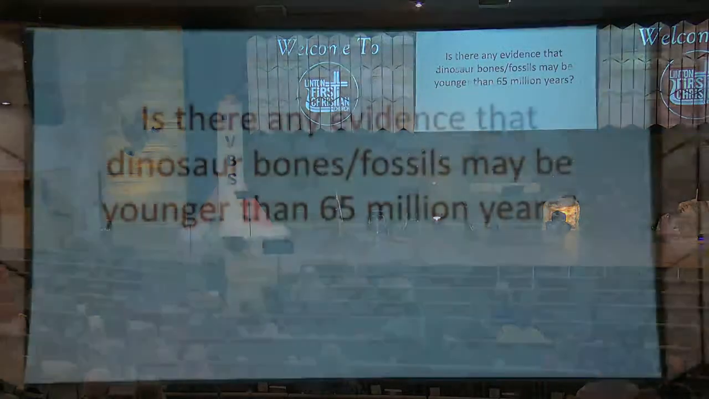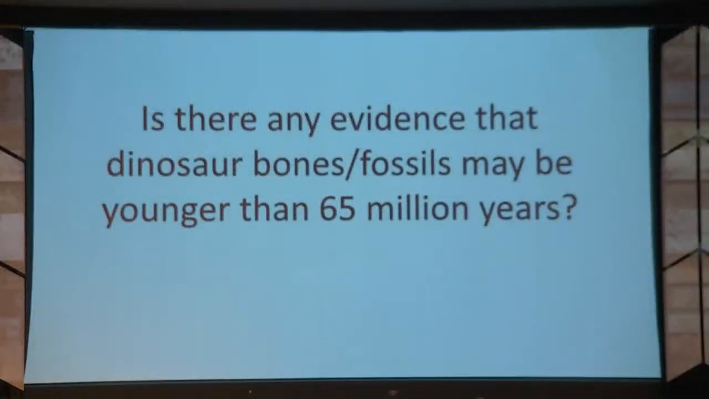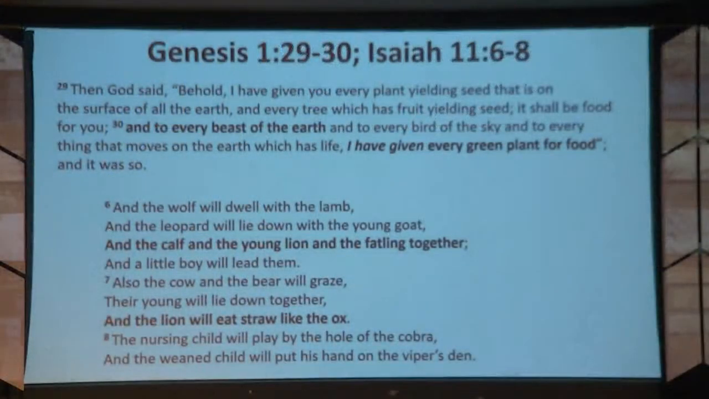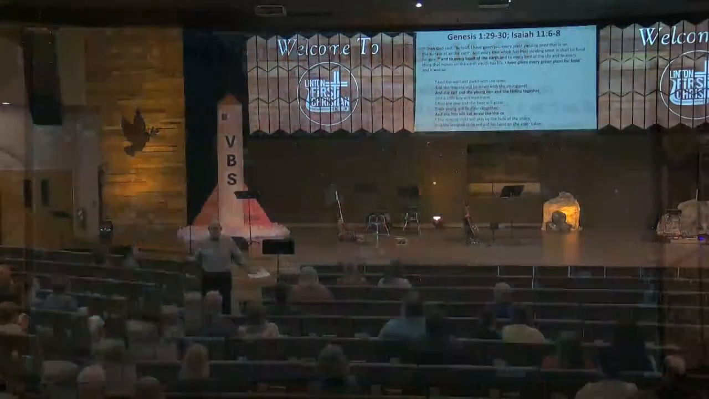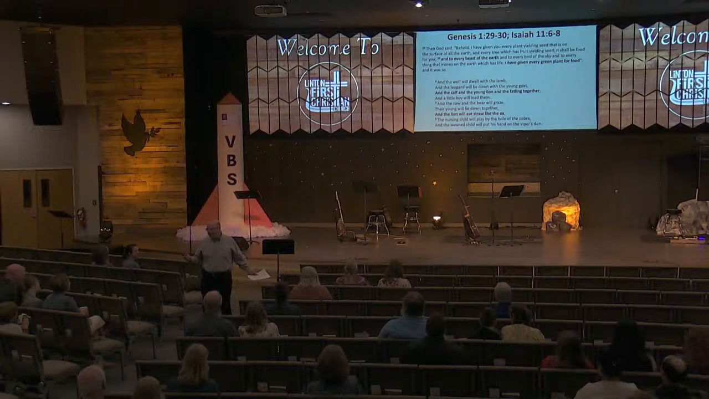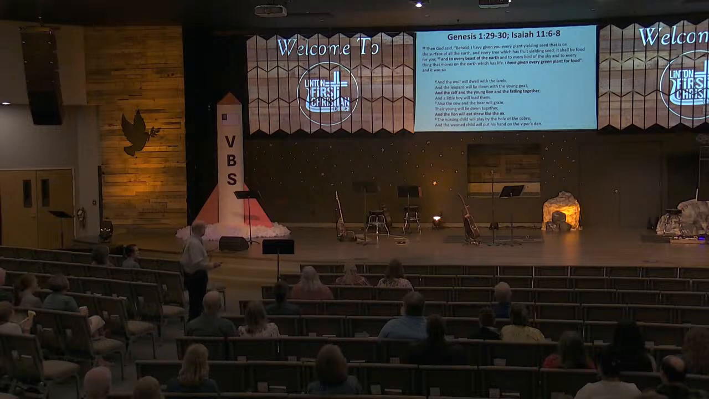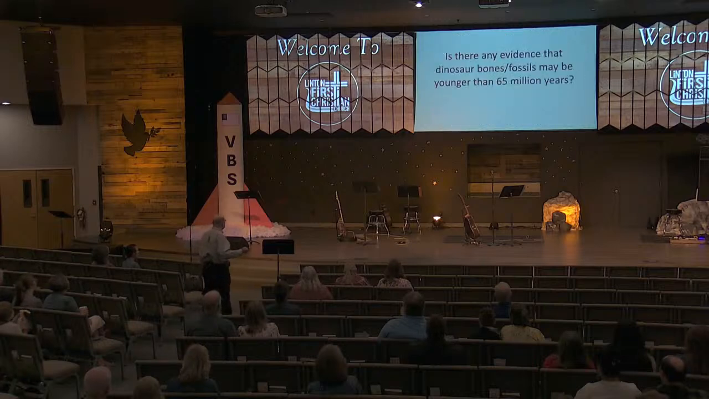So we're going to shift gears again and say, is there any evidence that dinosaur bones and fossils may be younger than 65 million years old? This is something that we hear evolutionists tell us sometimes. They say, well, how come we don't find human fossils with dinosaur fossils? If humans and dinosaurs lived together and God created all 6,000 years ago, why don't we find their fossils together? That's a good question.